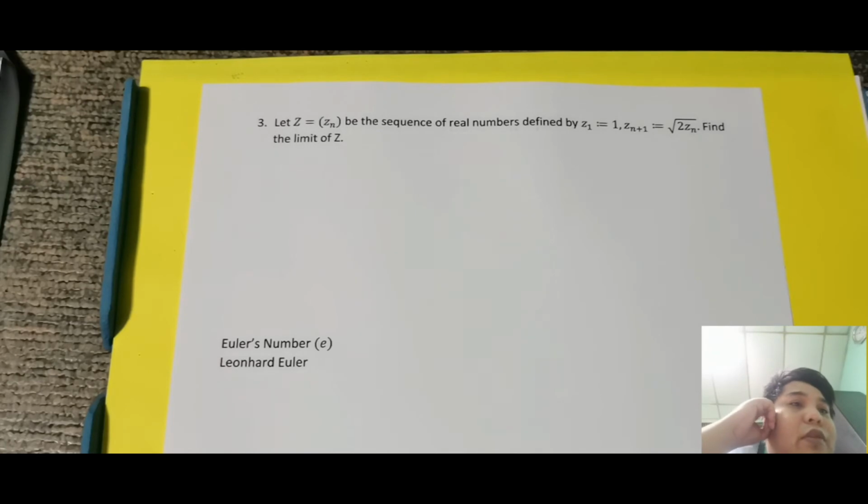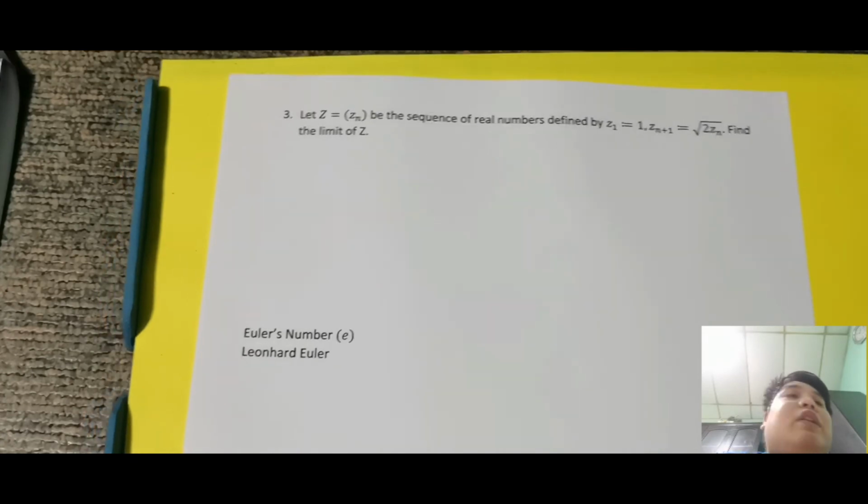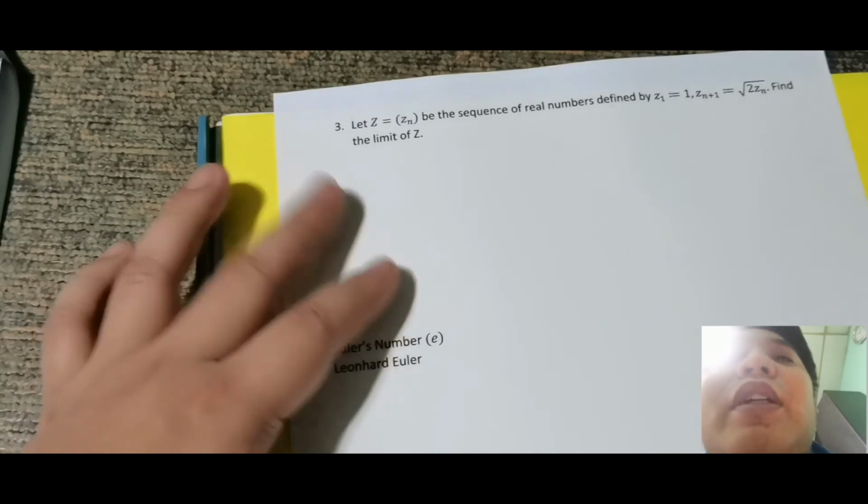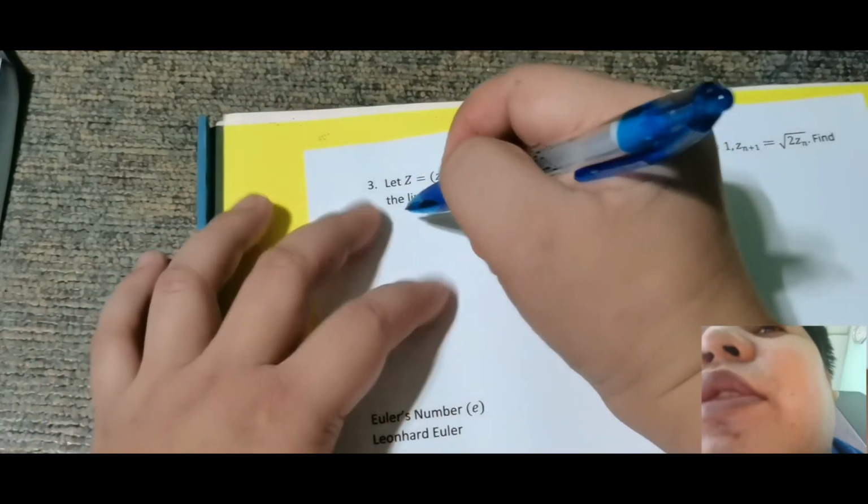Okay, so let's talk about number 3. So, let Z be the sequence of C sub n, be the sequence of real numbers defined by C sub 1 is equal to 1, C sub n plus 1 is equal to square root ng 2C sub n. Find the limit of Z. So, similar thing, yan na din yung ginamit ko kanina. So, let ko naman dito, na yung kanyang limit is equal to x na lang din. Okay, so since hindi siya proving, hindi naman natin kailangan i-require i-prove. So, let natin dito.